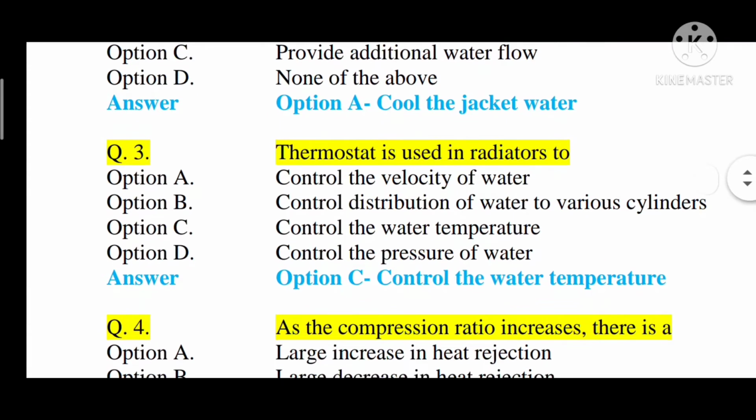Question number 3, thermostat is used in radiator to option A control the velocity of water, option B control distribution of water to various cylinders, option C control the water temperature, option D control the pressure of water. So correct answer is option C, that is control the water temperature. So thermostat is used in radiator to control the water temperature.